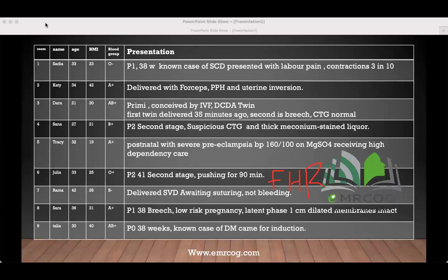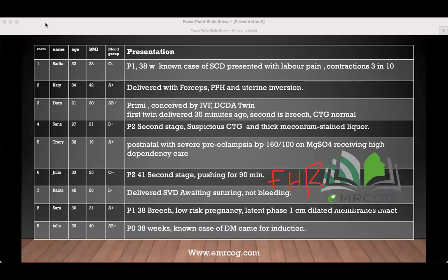First is room number 2, uterine inversion. Then room number 4, suspicious CTG with thick meconium. Then severe preeclampsia, room number 5. And then twin, room number 3. And room number 1, sickle cell disease. After that, these low risk cases are 7, 8, 9.